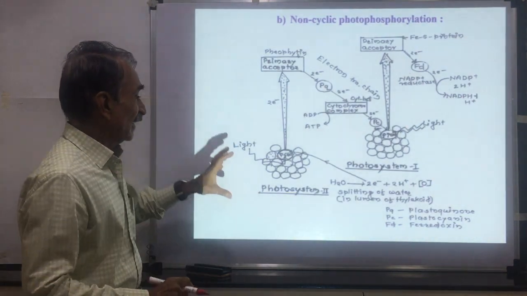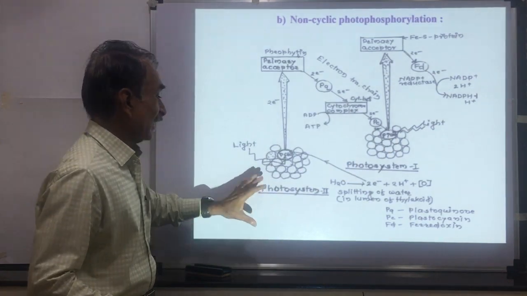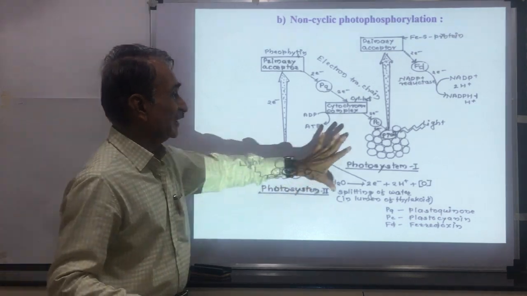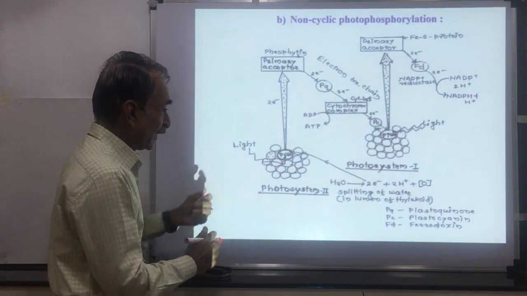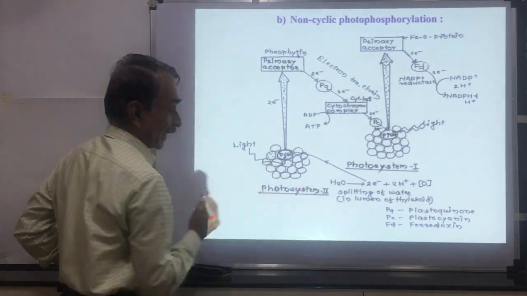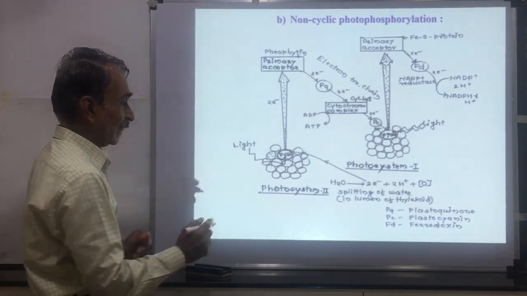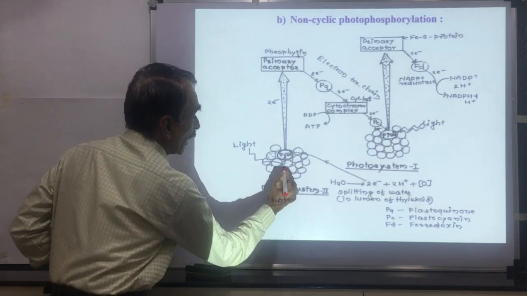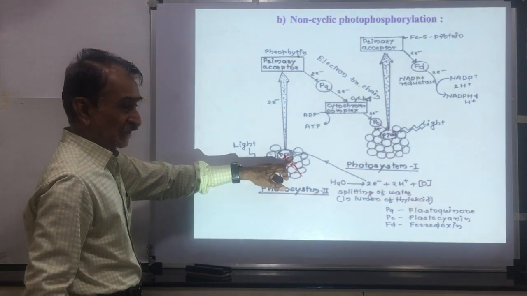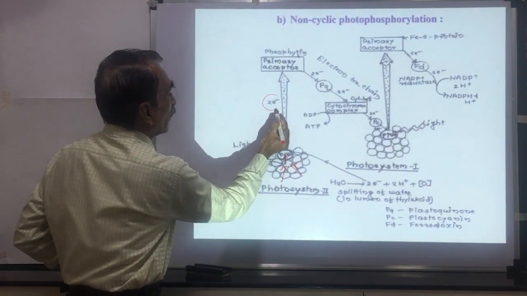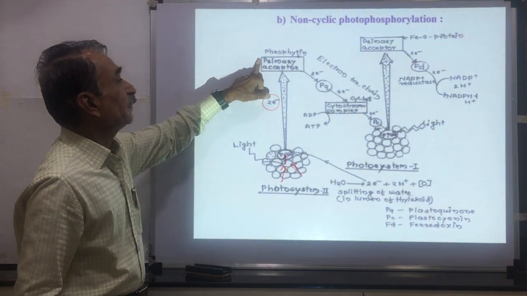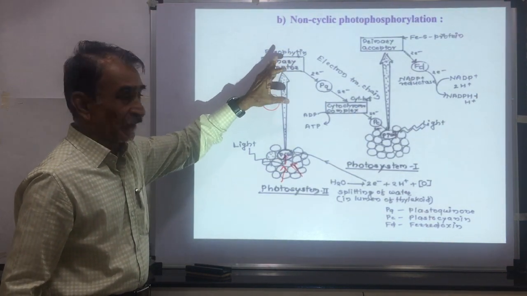In this case, photosystem first and photosystem second, both are involved. This is photosystem second, this is photosystem first. Here you can see P680, the reaction center in photosystem second. We shall start from photosystem second. Here these are the accessory pigments. They absorb light energy and transfer it to P680, which is a reaction center. Electrons are given out. These electrons are accepted by the primary acceptor. This is a primary acceptor.